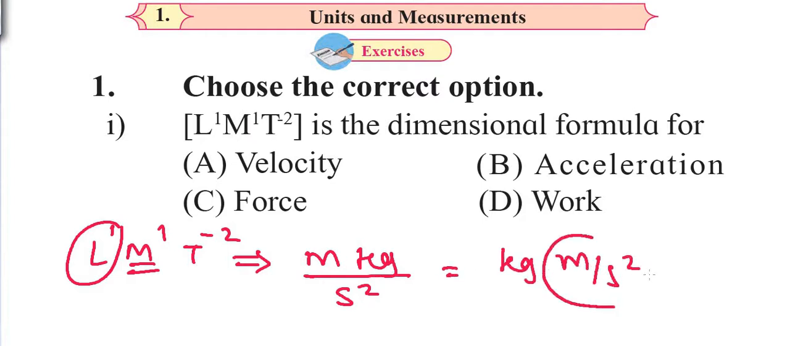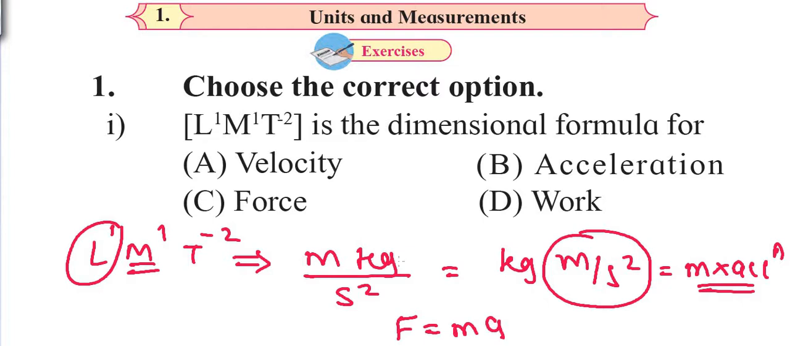Now we know meter per second square is acceleration and kilogram is mass. So this is mass multiplied by acceleration. Now mass multiplied by acceleration is force. F is equal to m into a, and therefore the correct option is force. So these are the dimensions for force.